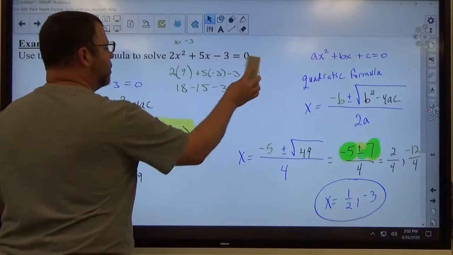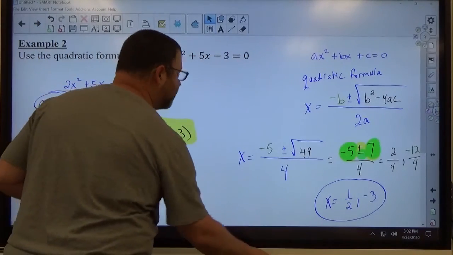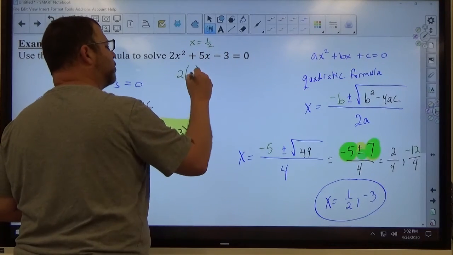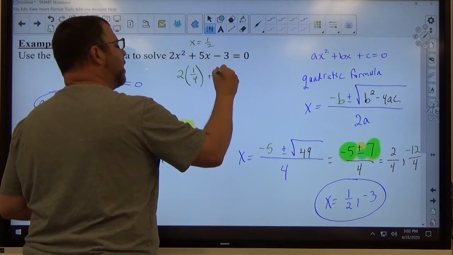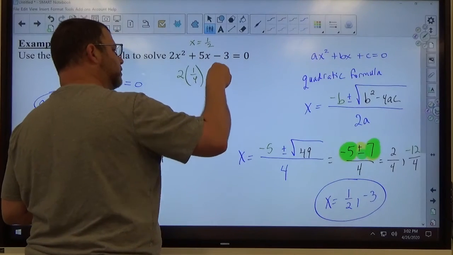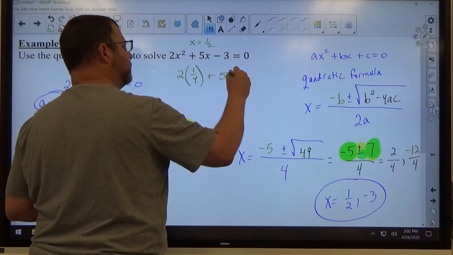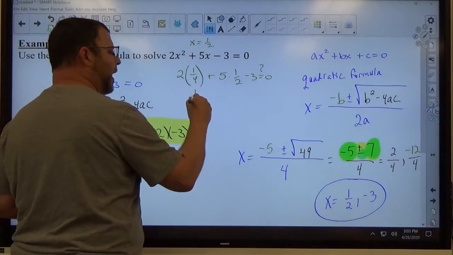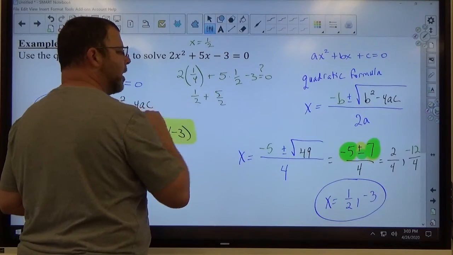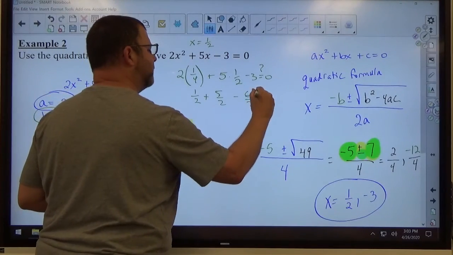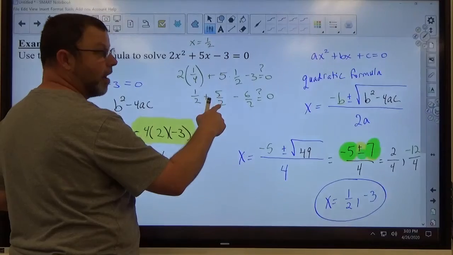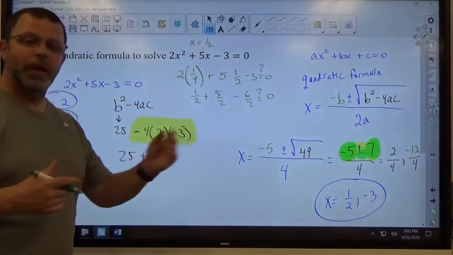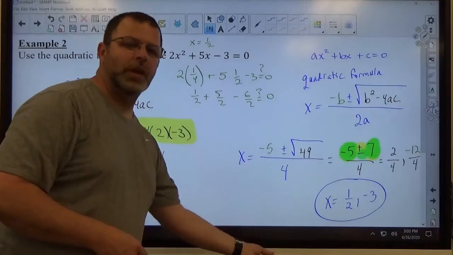If x equals positive 1/2, this is going to be 2 times 1/2 squared, which is 1/4, plus 5 times 1/2, minus 3 is supposed to equal 0. 2 times 1/4 is 1/2. And 3 is 6/2. If we do 1/2 and 5/2, that is 6/2. 6/2 minus 6/2 equals 0. So that's also true. So both answers we got show that the true statement occurs.